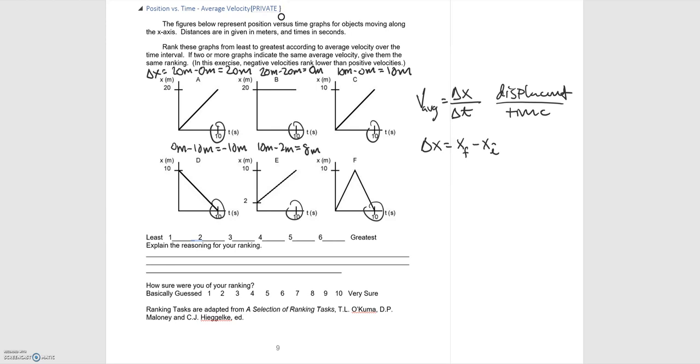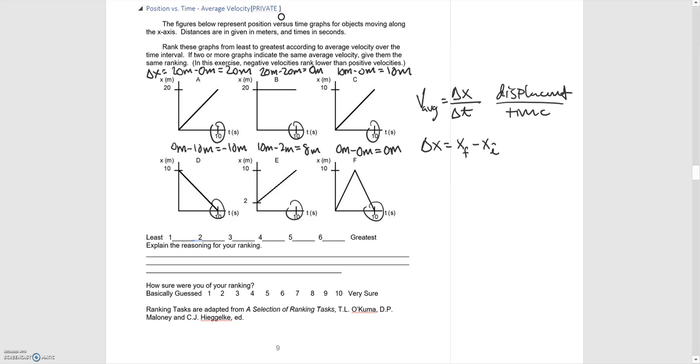And then to finish up, for F, we start at 0 meters, we go up to 10 meters, and then we go back to 0 meters. So our final is 0 meters, our initial is 0 meters. We have an overall displacement of 0 meters. And since the time intervals are the same, to be able to rank the average velocities, we now just need to be able to rank the displacements.